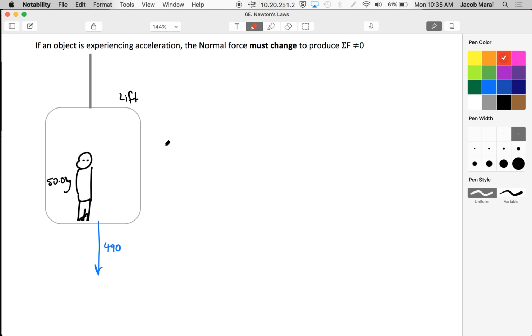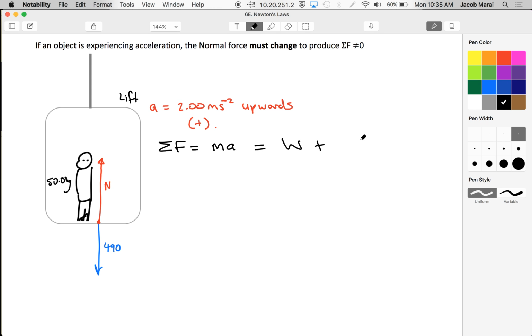Now, the normal force I'm going to draw in, but I'm not going to equate. Let's produce a change. Let's say that it accelerates at 2.0 meters per second squared upwards. So we're going to call it positive. Okay. So now he's no longer in equilibrium. We could say that the sum of all forces is ma, and that is the vector combination of weight plus normal. So it's no longer equal to 0. It's 50 by plus 2.